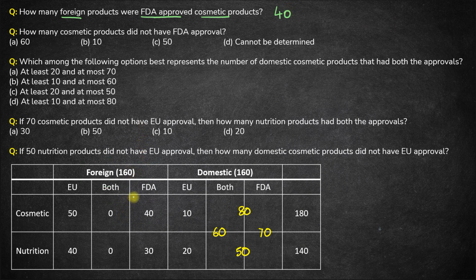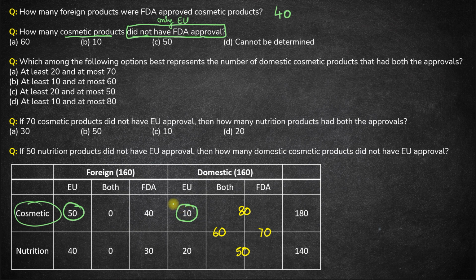Okay. Moving on to next question. How many cosmetic products did not have FDA approval? So did not have FDA approval, that means they had only EU approval. Okay. So cosmetic products having only EU approval. So one is this and the other is this. So the answer to this question must be 50 plus 10, which is 60. Option A. Okay.